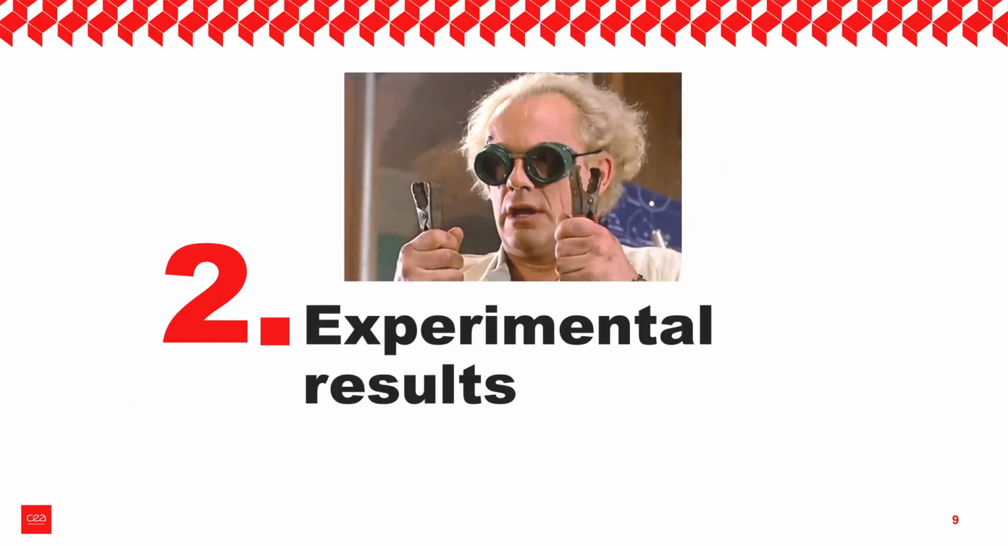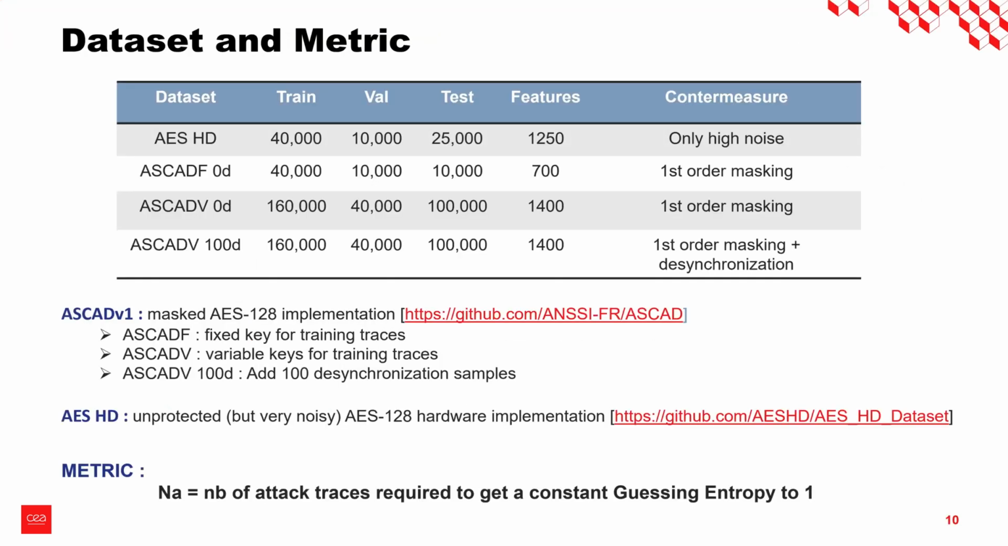So now that the background and context have been given, let's move on to some experimental results. We experiment on several publicly available AES datasets, which include different kinds of countermeasures. The first one, the AES-AG dataset, does not contain a countermeasure, but has the particularity of being very noisy and also a hardware implementation of the AES. We also experiment on different versions of the ASCAD dataset with fixed and variable keys for training traces. The ASCAD dataset contains a first-order masking countermeasure and has the ability to add a parameterizable desynchronization effect on the traces.